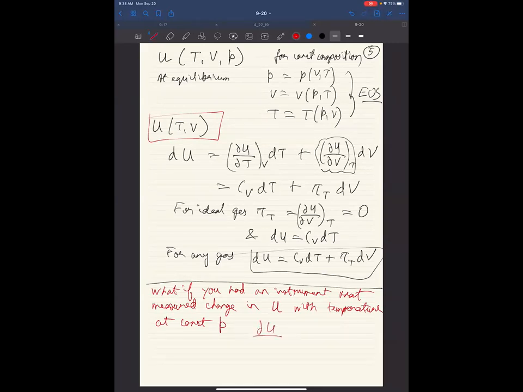Okay, and I need to specify one more thing. P constant, right? This one. So let's say our instrument measures this. What do you do with this instrument? You say it's crap, I don't care about it, I don't have any relation for it, or can you derive something out of it, right? So this is just an example of how we can do something useful with something like this. So the question is, what do we do with this?